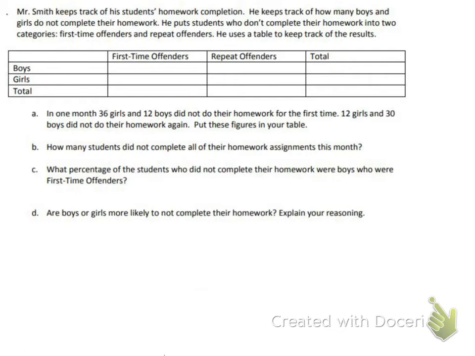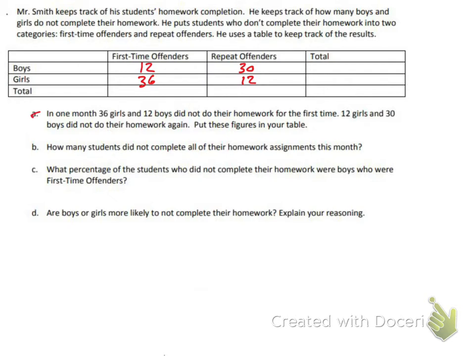So now we have to put in some information. In 1 month, 36 girls and 12 boys did not do their homework for the first time, so I can put that right in there. So there's 36 girls and 12 boys for the first time. 12 girls and 30 boys did not do their homework again. So we put these figures in the table like so.